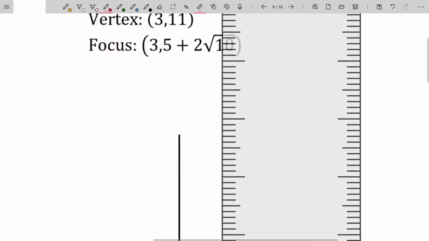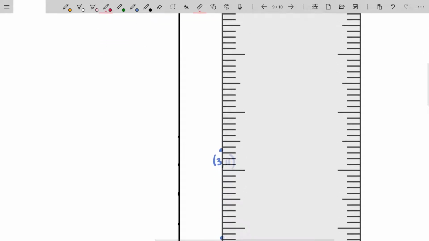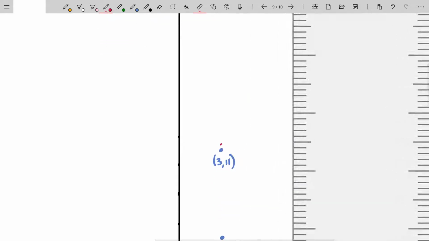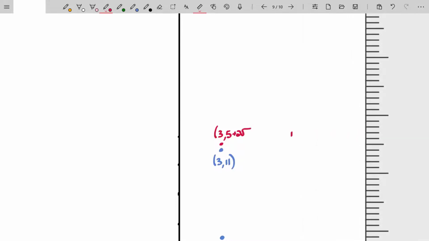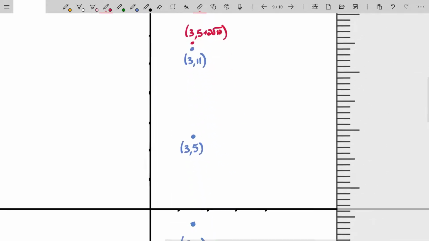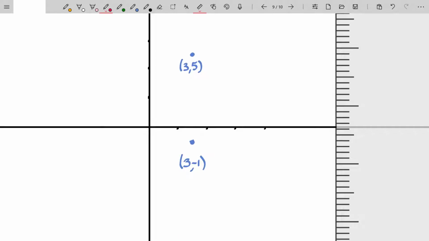Is that a vertex or a focus? A focus. So I'll do a focus just barely above, at 3, 5 plus 2 root 10. So it's really very, very close to our vertex. And the same thing down below. In fact, I'll just eyeball this one. I'll just say that this is right here in red.